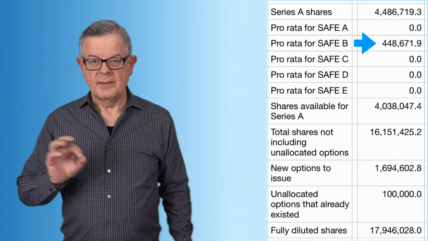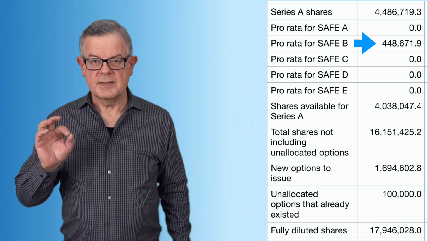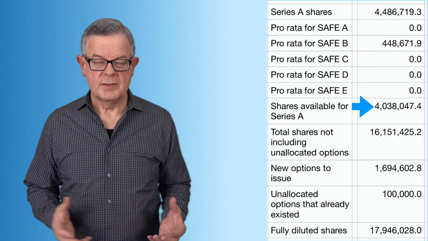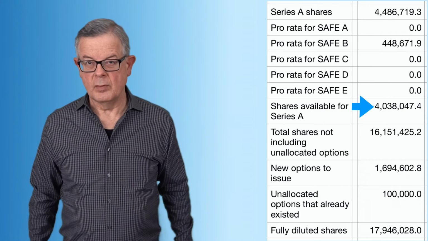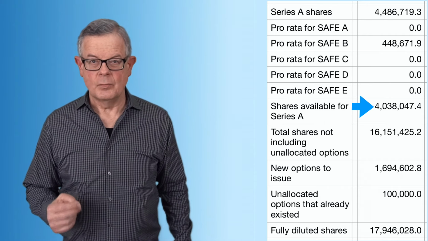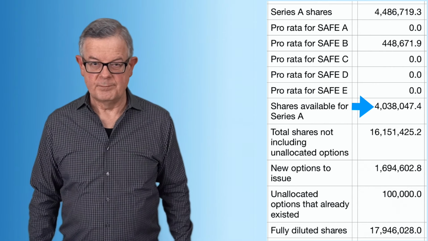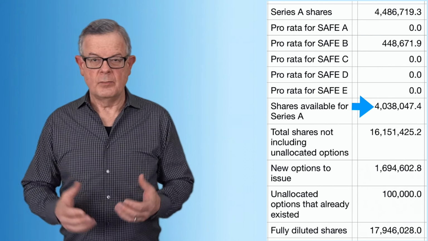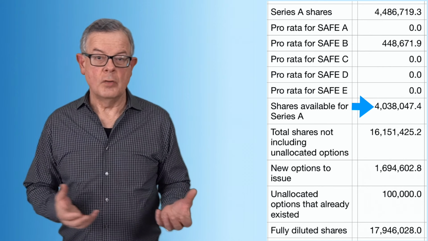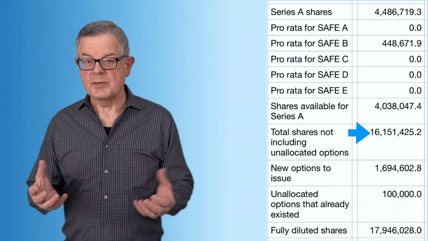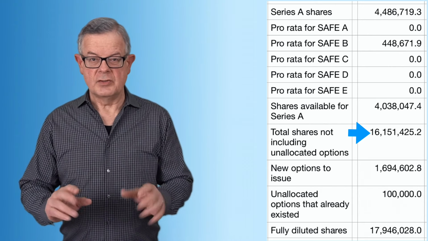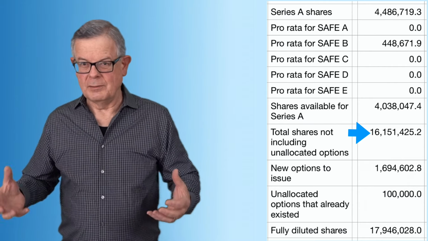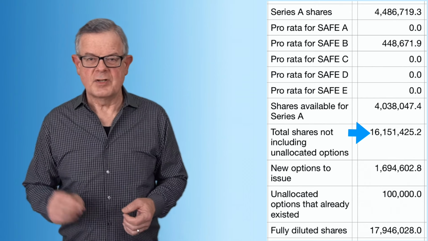Going down the list, there were no other pro rata rights, so that means there's just barely over 4 million shares available for the other Series A investors. In other words, the original number, 4.486 million, minus what had to be allocated for the pro rata. Adding all of that up, the total number of shares that we've taken into account so far is just over 16 million. So now the question is, how many options do we have to issue so that there are a total of 10% of the total capitalization of the company in the option pool?